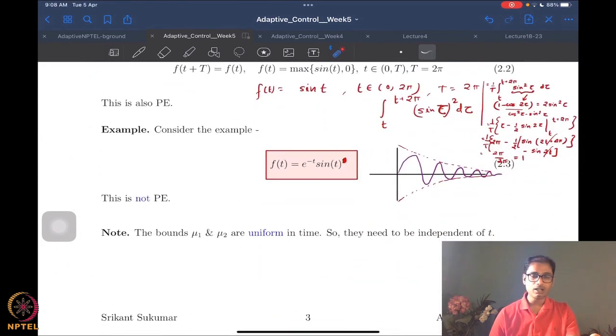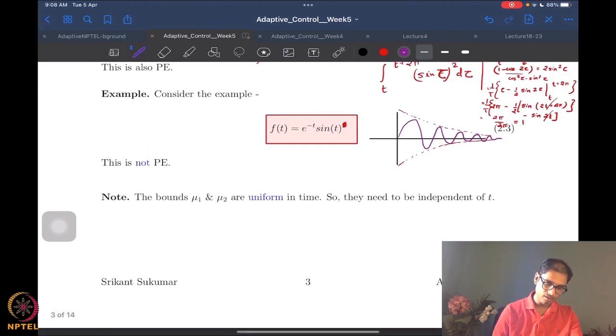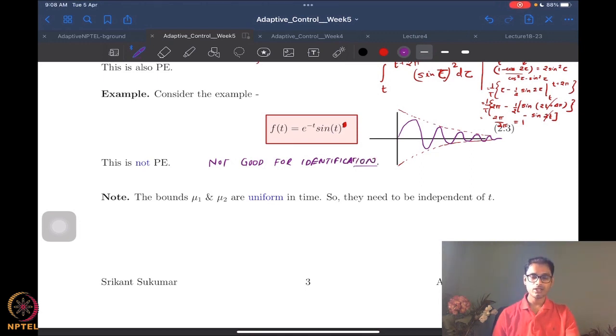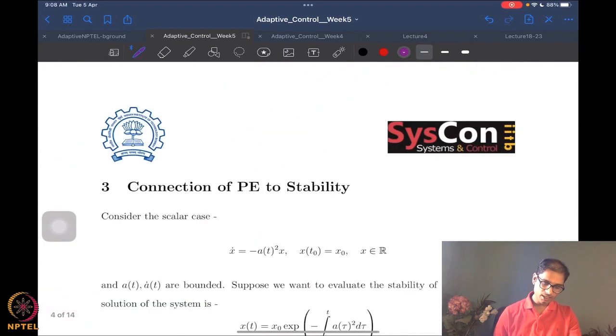For the purposes of identification, these are not good signals. These are not good for identification.